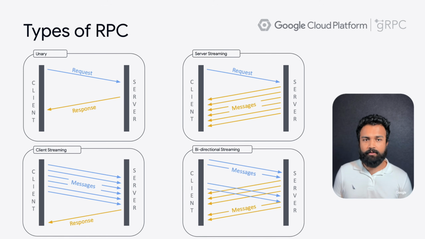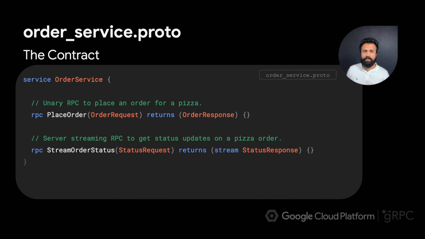The second type is where the client sends a stream of messages to the server as part of the request, and the server comes back with a single response. This is called client streaming RPCs. The last type is bidirectional streaming RPCs, where each side can send a stream of messages to the other side, independent of each other. Let's define a server streaming RPC to stream order status to the client.